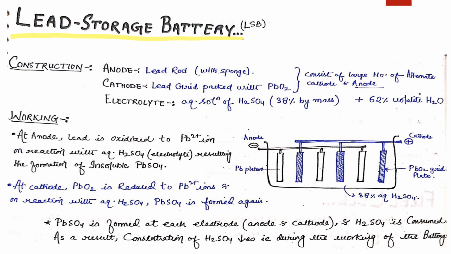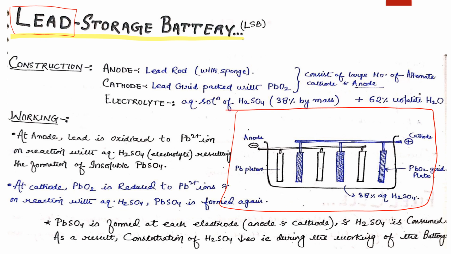Let's start with the lead storage battery. As the word itself indicates, this battery is composed of lead as an important or special material. In this lead storage battery, as you can see on the screen in the structure, anode and cathode are present alternately, that is one cathode, one anode, one cathode, one anode, and so on.